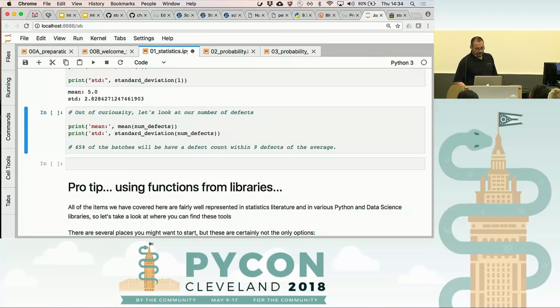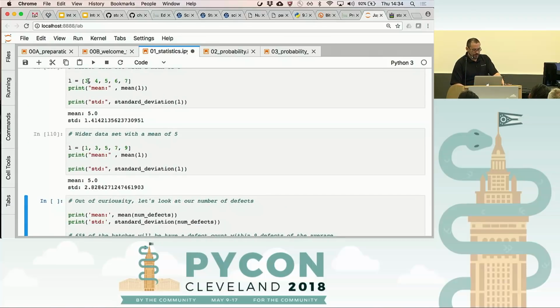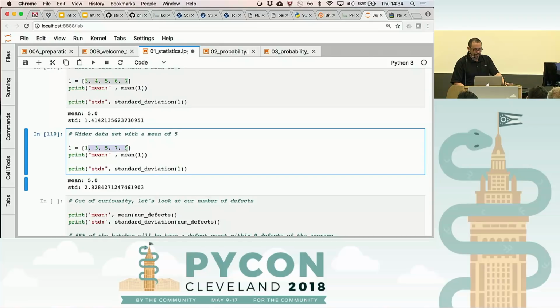And so in this case, my numbers start at 3, they go to 7. They're all really tightly clustered around the mean. This one starts at 1, it goes up to 9. They're spread further out. I can immediately tell that there's a bigger spread between two data sets.